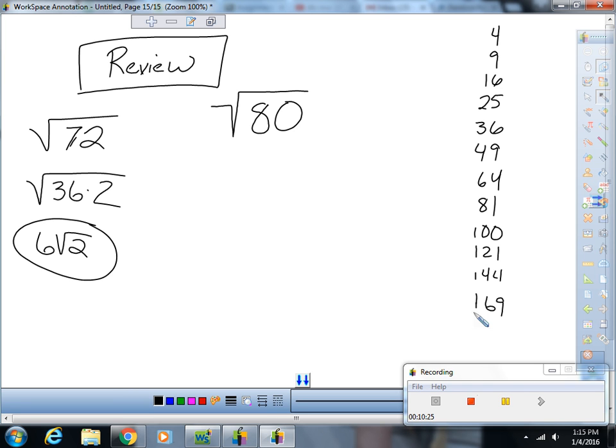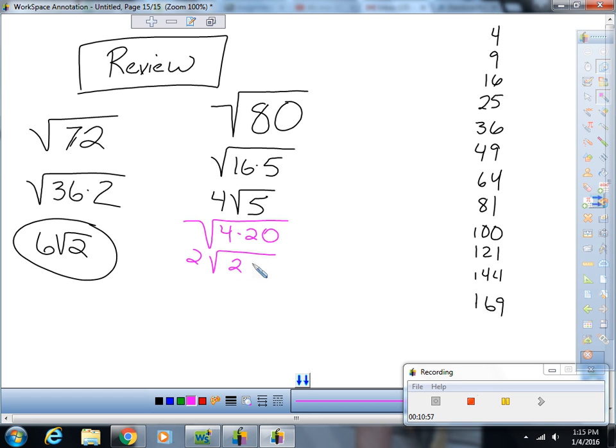All right. What's the biggest number on that list that goes into 80? Have you guys come up with the answer already? It is indeed 16. So this is 4 radical 5. If you would have done it a different way, you probably would have chosen 4, right? So you would have had to do 4 times 20, which is 2 times 20, which is 2 times 4 times 5, which is 2 times 2 times 5, which is 4 times 5. Okay? 4 times radical 5.